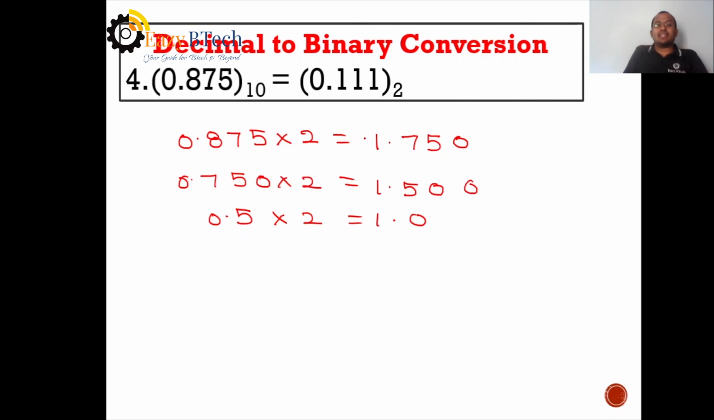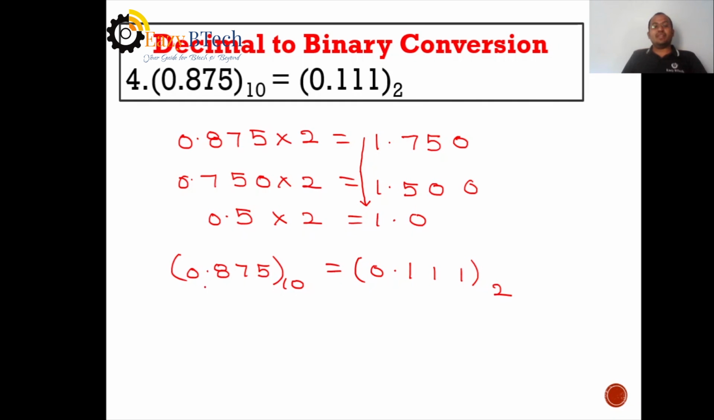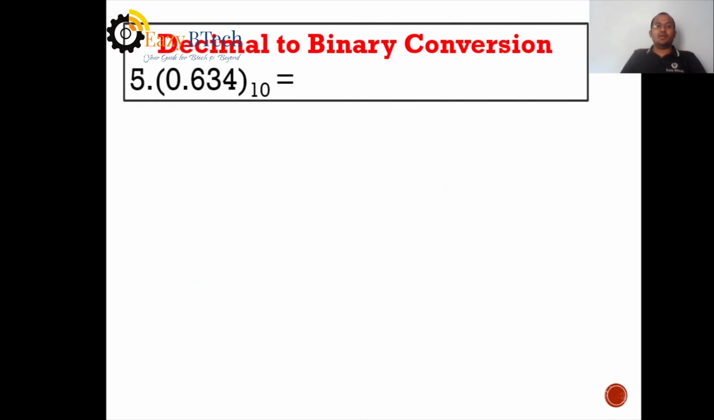So again you collect the integer part in the same order. So in the same order, if we collect the answer for this given decimal number, the corresponding binary equivalent is 0.111. So this is the binary equivalent for the given decimal number 0.875. We'll see one more example.